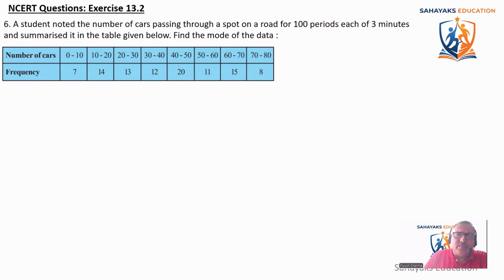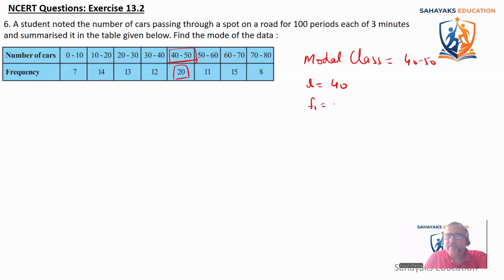When we find the mode of the data, first you have to find the maximum frequency. So maximum frequency comes out to be 20. You can just glance at the data and clearly see it. This becomes the modal class. So modal class is equal to 40 to 50. So the value of L comes out to be 40.